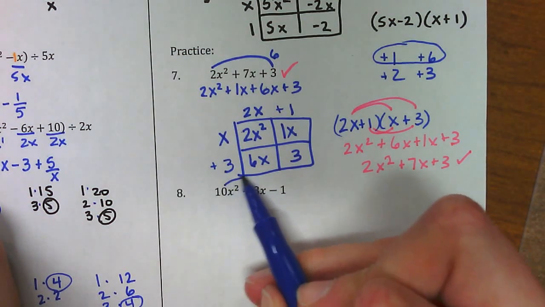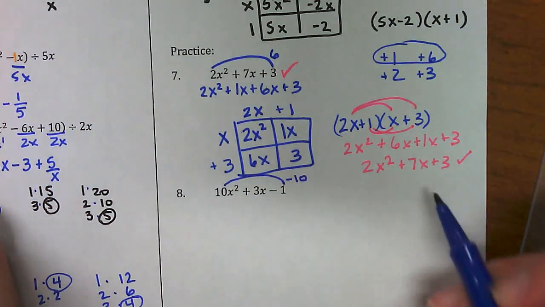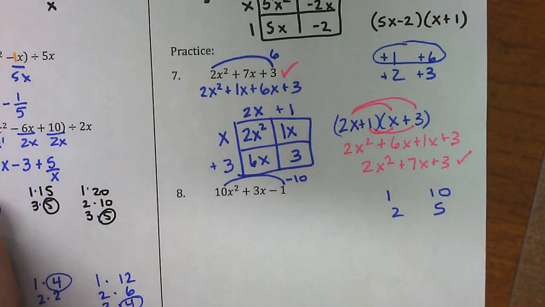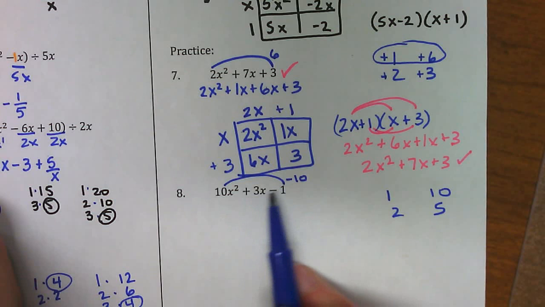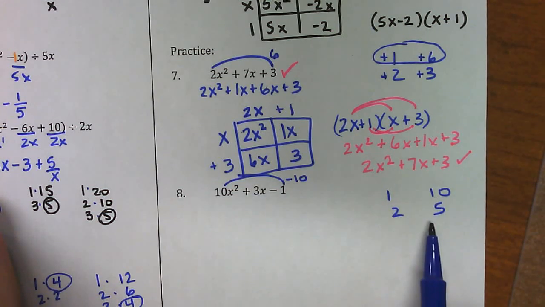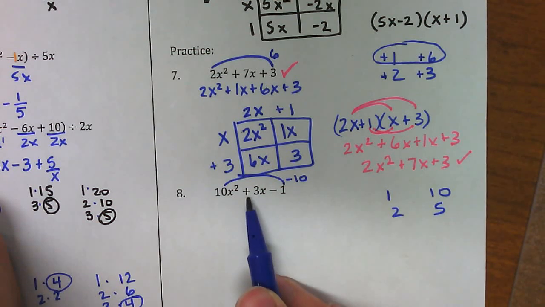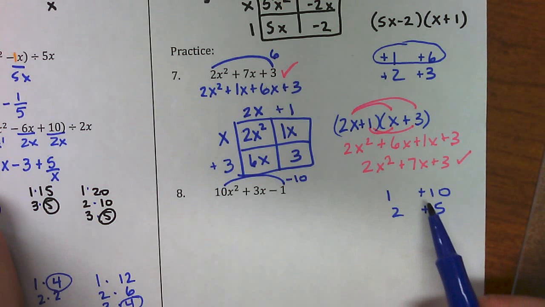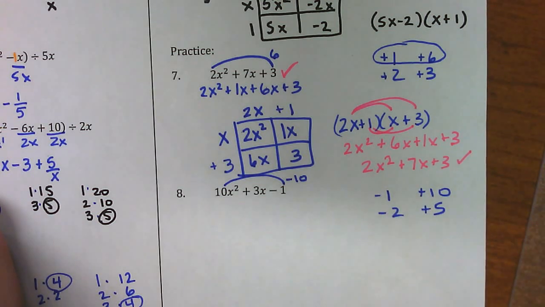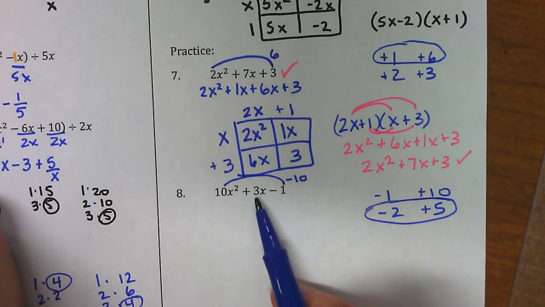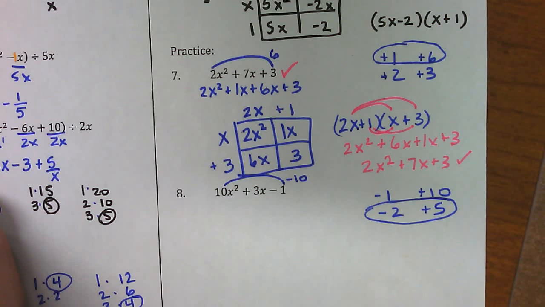Alright, number 8. I multiply these together, I get negative 10. So what multiplies to 10? 1 and 10, 2 and 5. It's a negative 10. So one of these has to be negative. This says my bigger one is positive. So if my bigger one's positive and one of them has to be negative, my little one's negative. I'm picking this pair because that's the pair that makes 3.